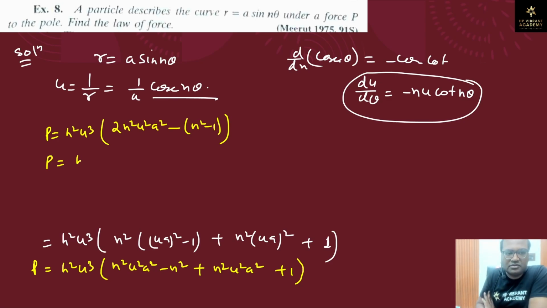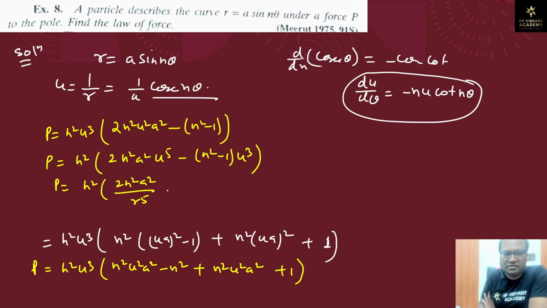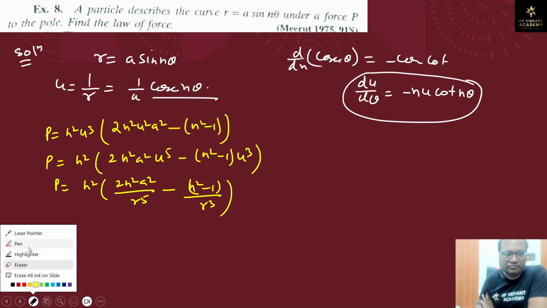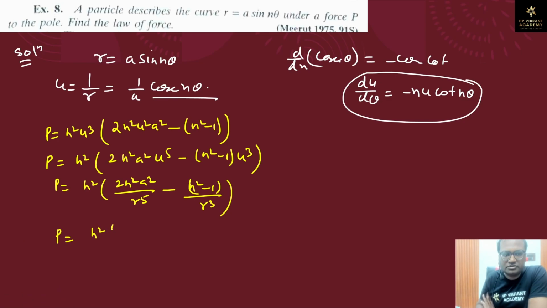Okay, so we have p is equal to h square 2n square a square u^5 minus of n square minus 1 into u cube. So we have p is equal to h square 2n square a square upon r^5 minus n square minus 1 upon r cube. So we have the central acceleration as p is equal to h square 2h square a square upon r^5 minus n square minus 1 upon r.